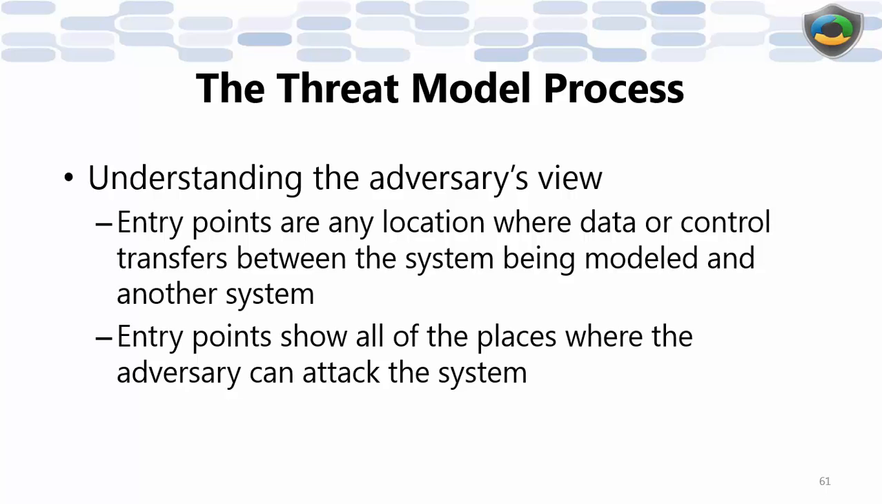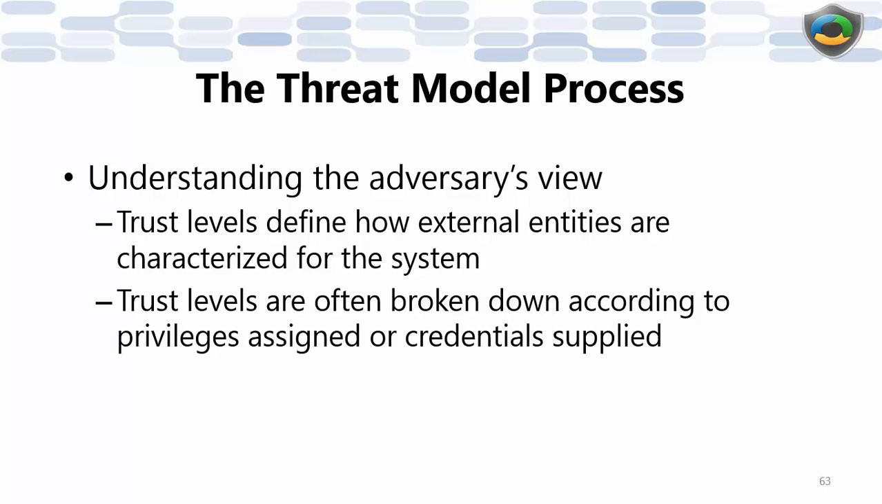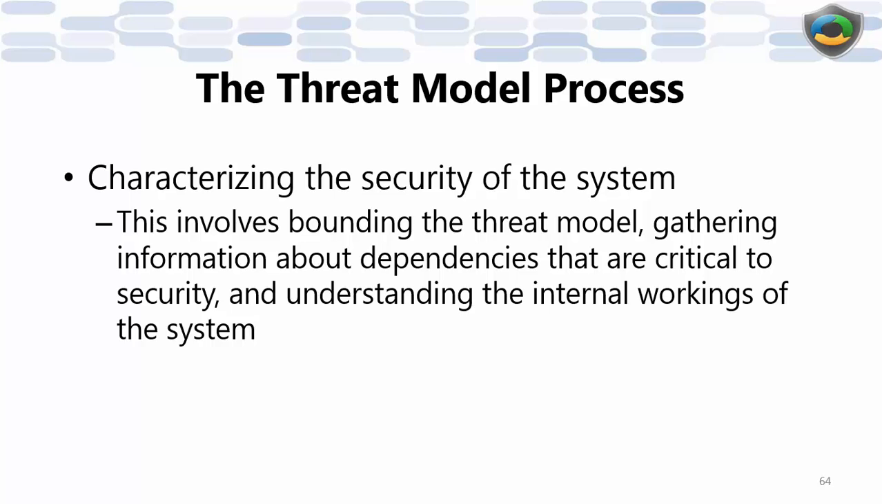Entry points are any location where data or control transfers between the system being modeled and some other system, typically some external system. Assets, as we mentioned, are resources the component or the system has that the adversary might want to steal. They're the basis for threats. Trust levels, as mentioned, define how external entities are characterized for the system. They often deal with privileges assigned or credentials applied.